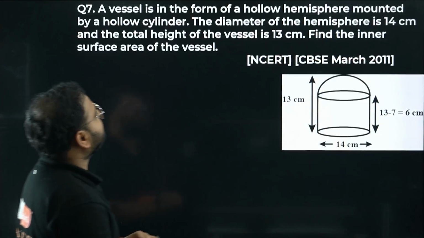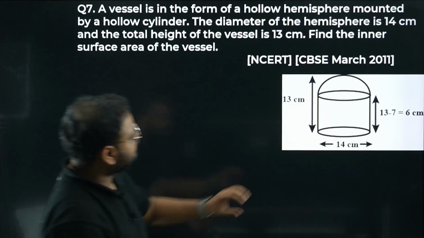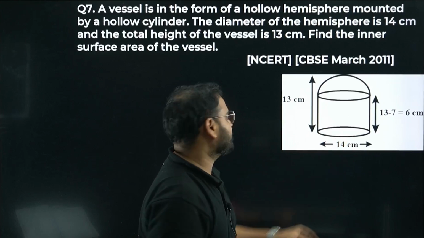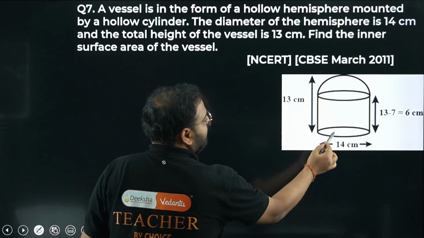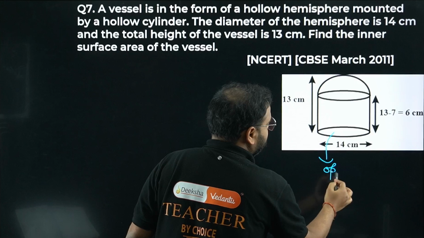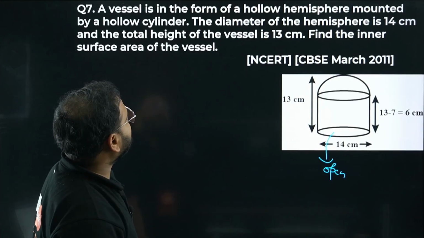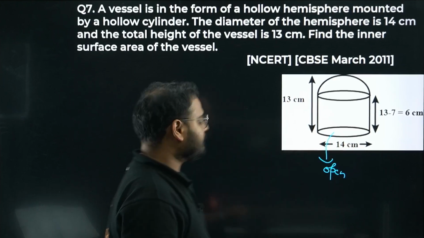A vessel is in the form of a hollow hemisphere mounted by a hollow cylinder. Hemisphere is again hollow, means there is no base. This is open, sir. Very, very important. This part over here is open, sir. Hollow, right? So open part, okay. Then they have given the dimensions as total height is 13, 14 is the diameter. Please check this out.